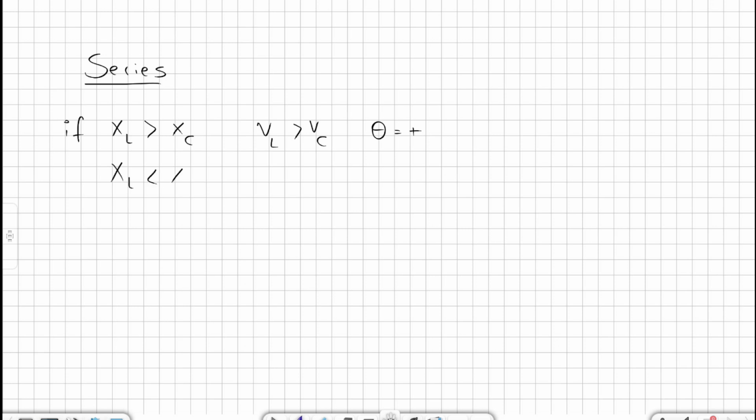But if XL is smaller than XC, then VL will be smaller than VC. They are directly proportional. Since VC is bigger, the negative part will be bigger, so theta will be negative. If XL is equal to XC, then VL will also be equal to VC. So they will be totally canceling each other's effects, and theta will be 0 here.